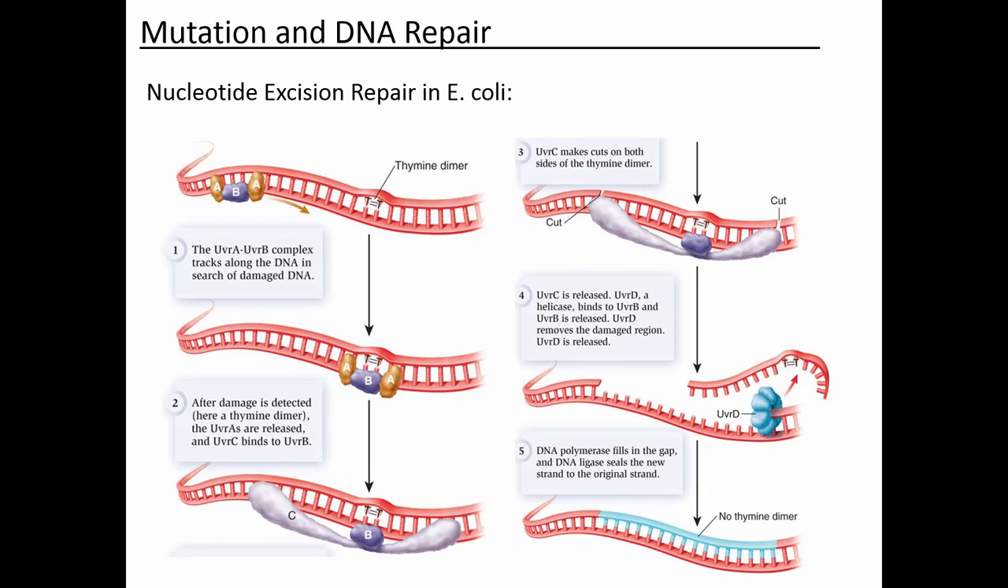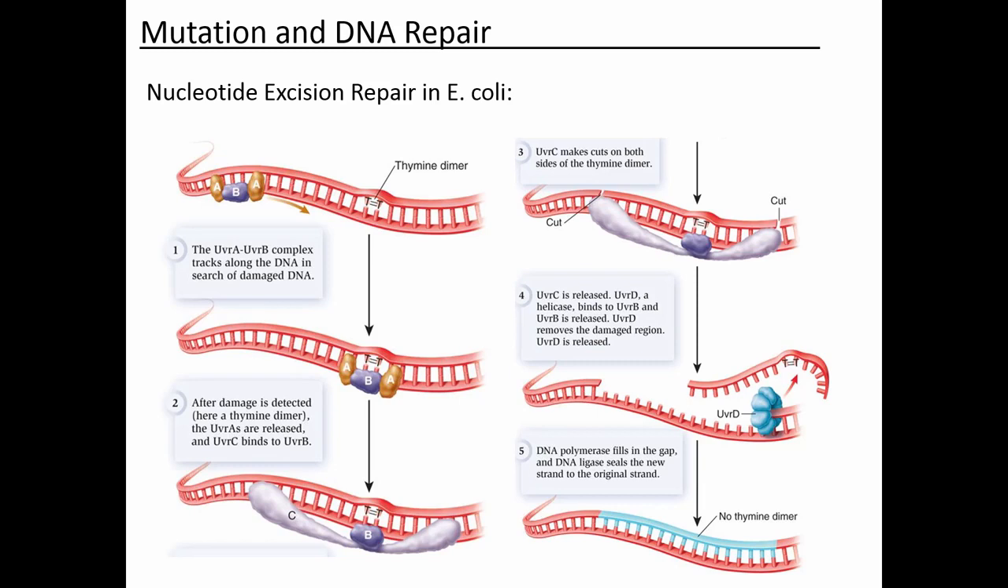So it's going to start off with UVRA and UVRB moving along the DNA, and that complex is looking for DNA damage. If it finds DNA damage, UVRA proteins are released from the complex, and then UVRC comes in and binds to UVRB. After it binds to UVRB, UVRC is going to cut this strand of DNA that contains the thymine dimer on either end of the thymine dimer. So it cuts here, and then it also cuts here. And then UVRC is released.